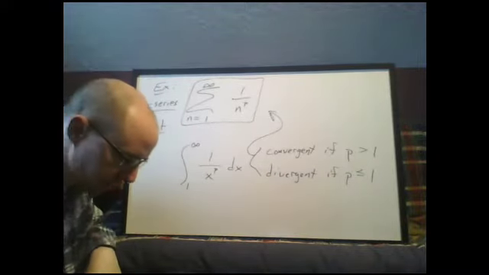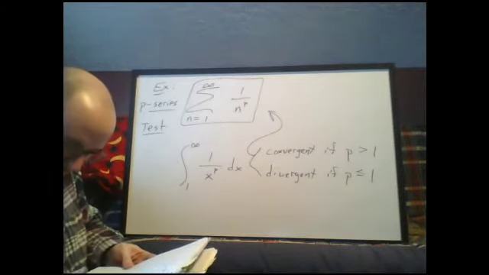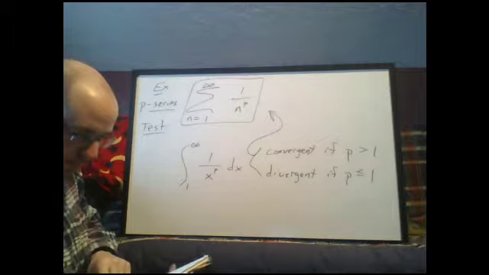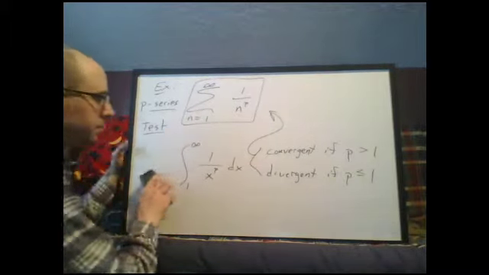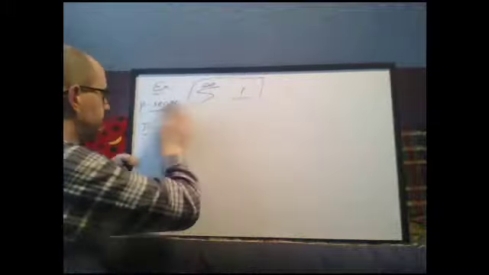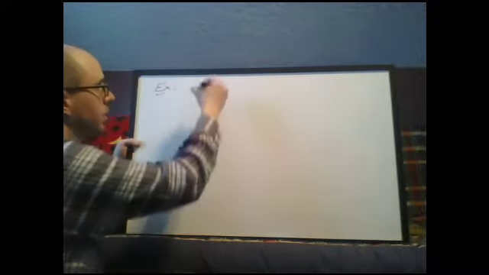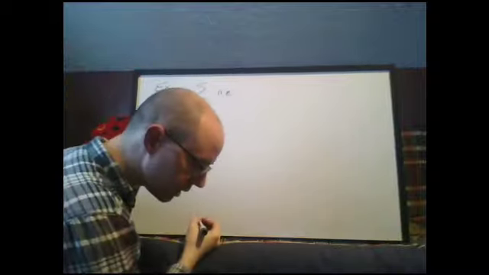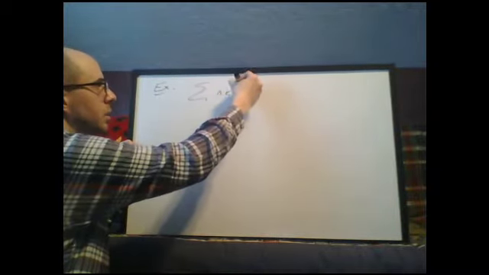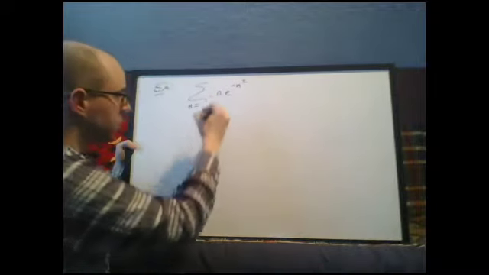All right, let's do maybe another one. All right, so n times e to the negative n squared, from n equals 1 to infinity.